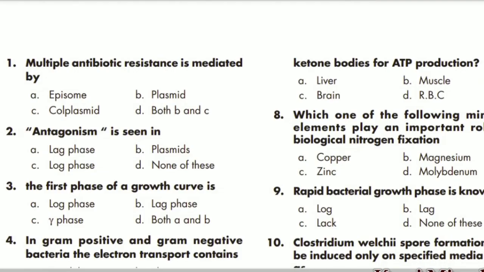The first MCQ of this chapter says that multiple antibiotic resistance is mediated by, so we better know that antibiotic resistance mostly occurs by the plasmid. So B is the correct option. MCQ number 2 says that antagonism is seen. It is mostly seen in other cases, but there is no option of this, so we can say D is the correct option, none of these.